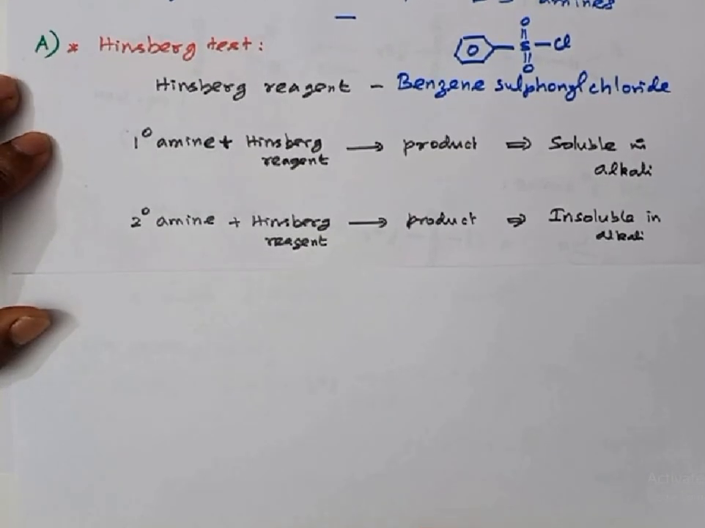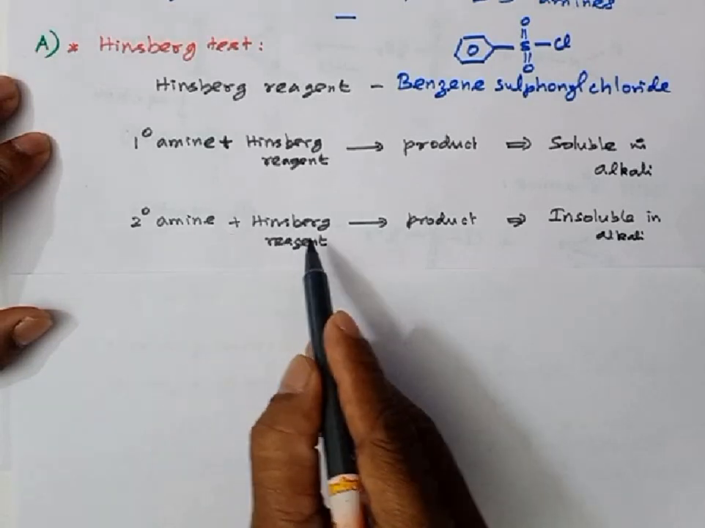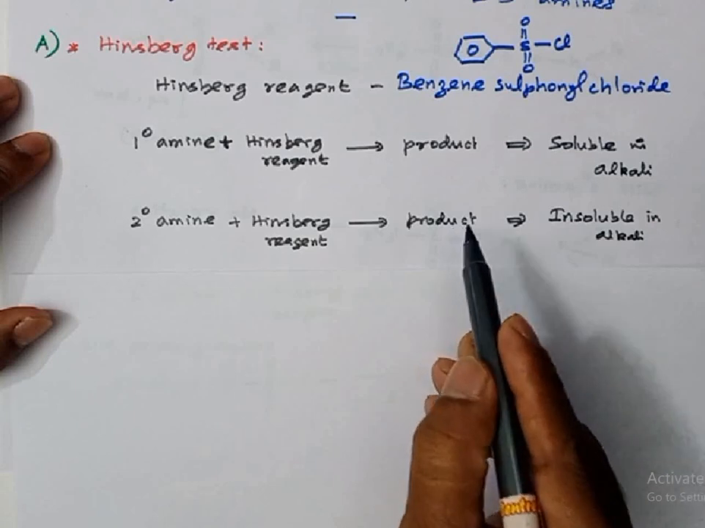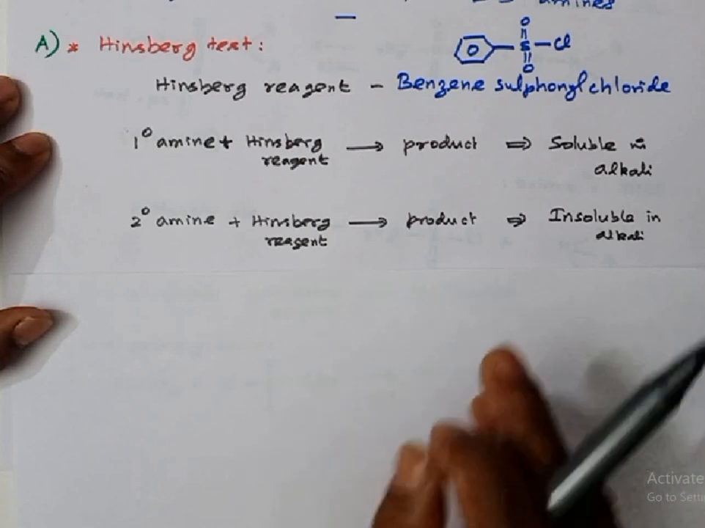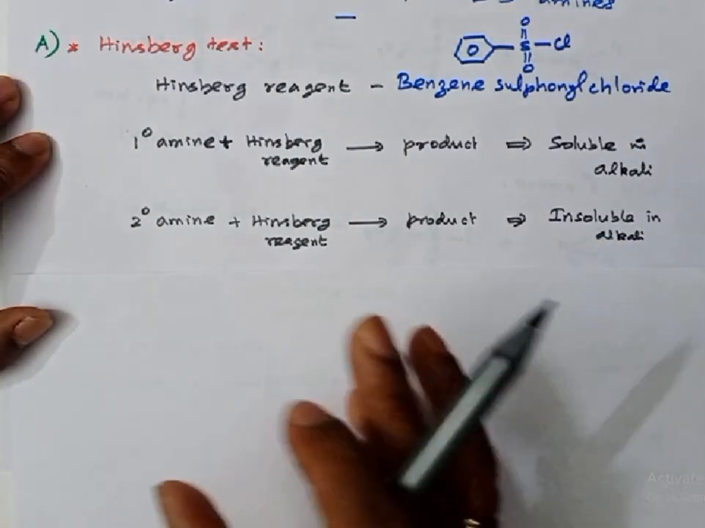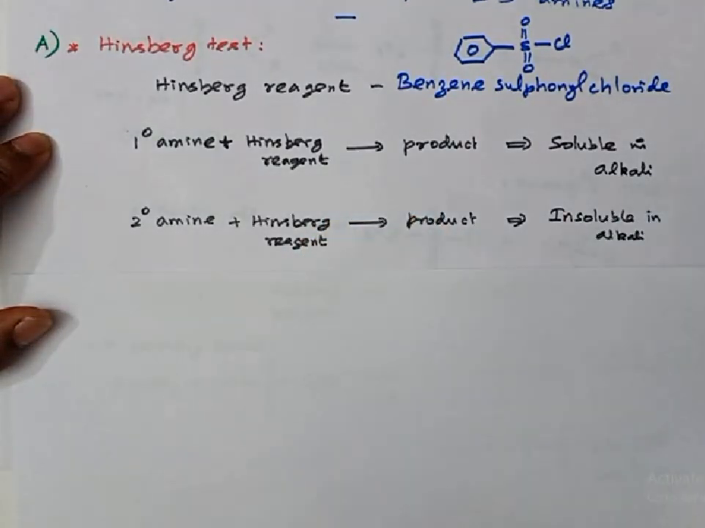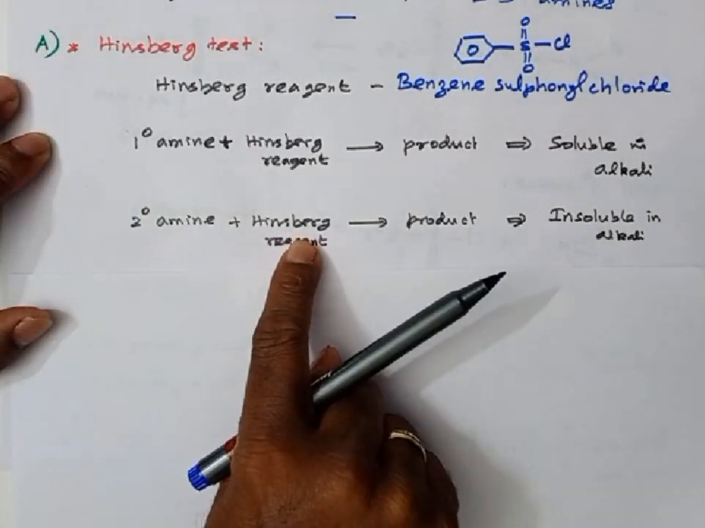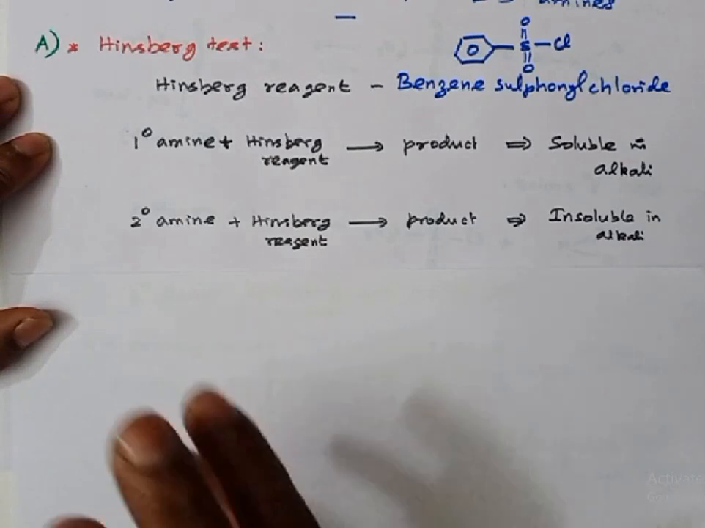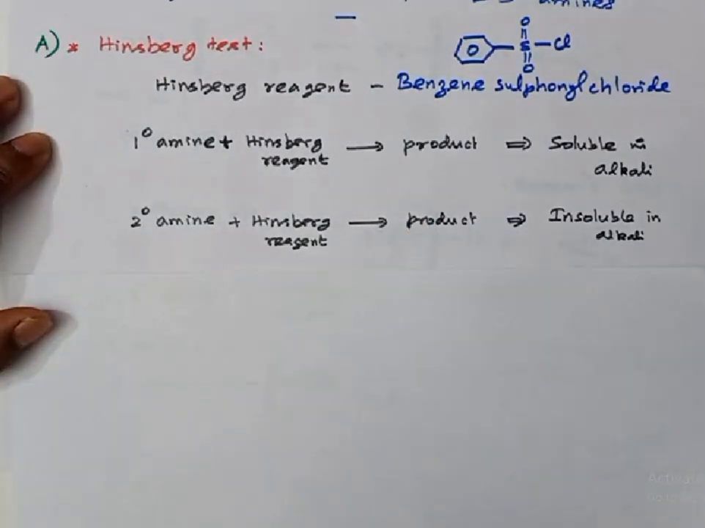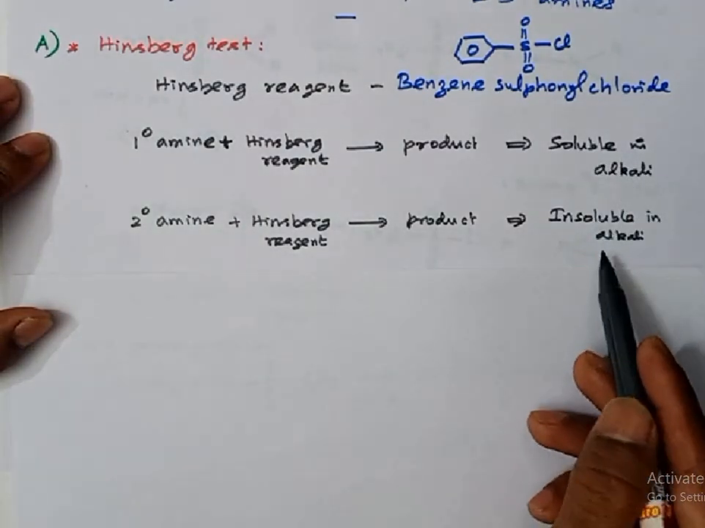Then what about secondary amine? With the secondary amine, if you add Hinsberg reagent, a chemical reaction takes place, you will get a product, but the product is insoluble in alkali. So the solution is not clear. It appears like a heterogeneous solution, right? Secondary amine reacts with Hinsberg reagent, it forms a product. The product is insoluble in alkali, and the solution appears like a heterogeneous solution. So this gives you a clear homogeneous solution, this gives you a heterogeneous solution.